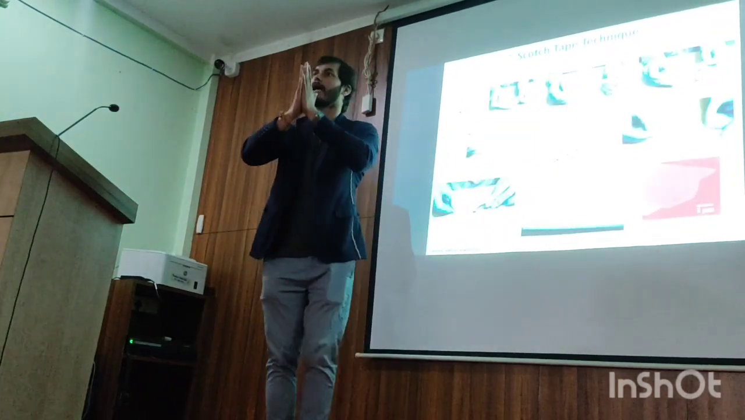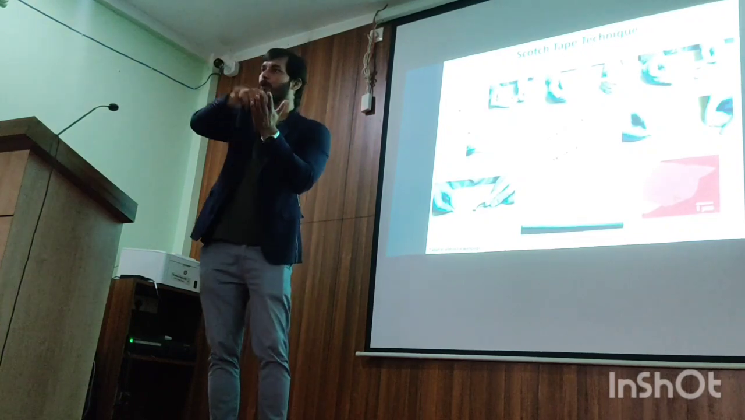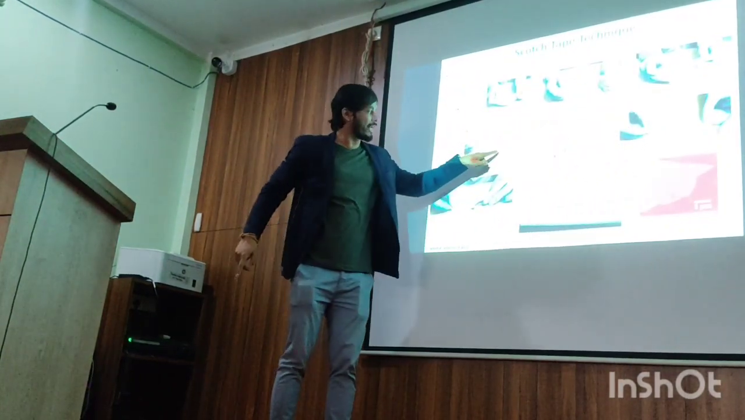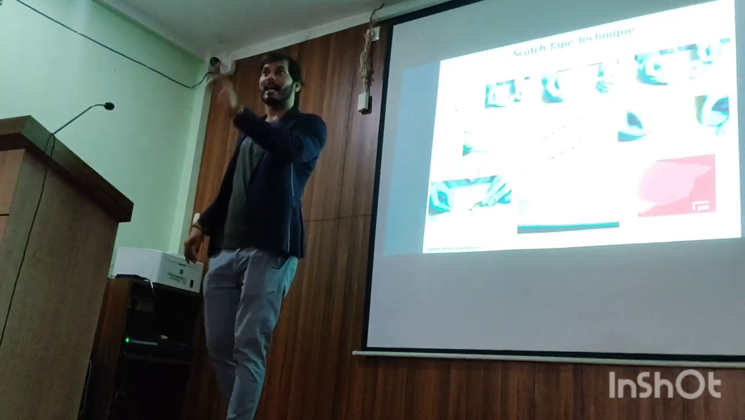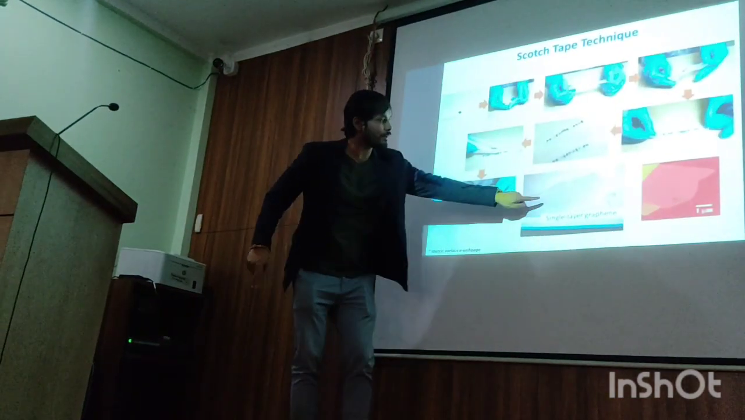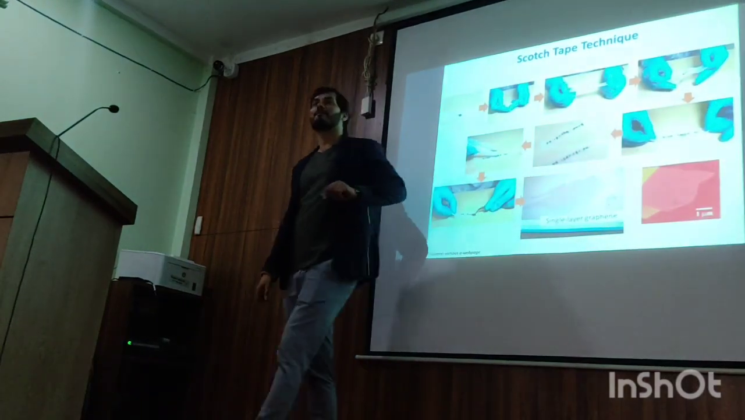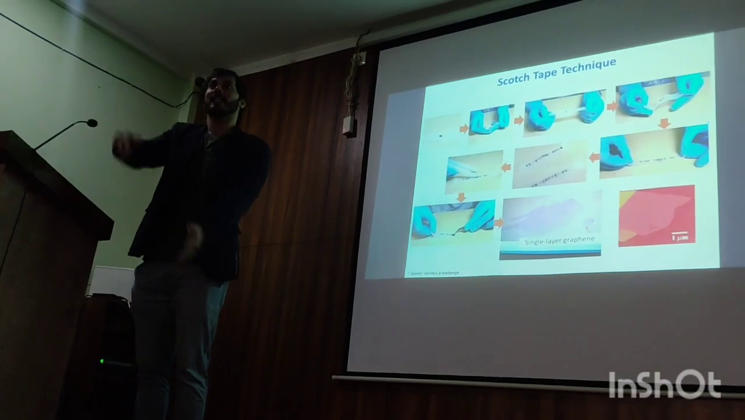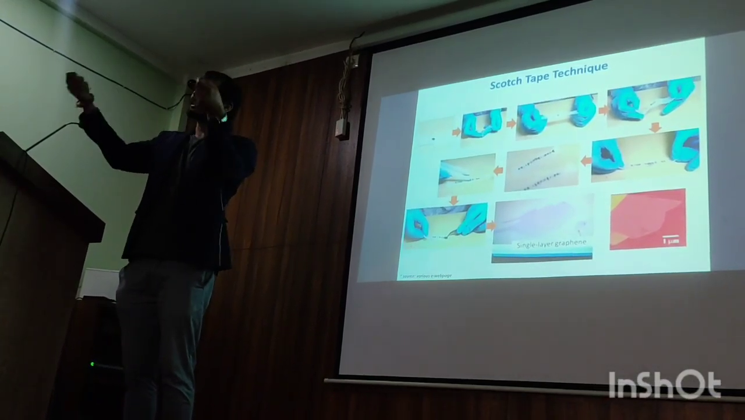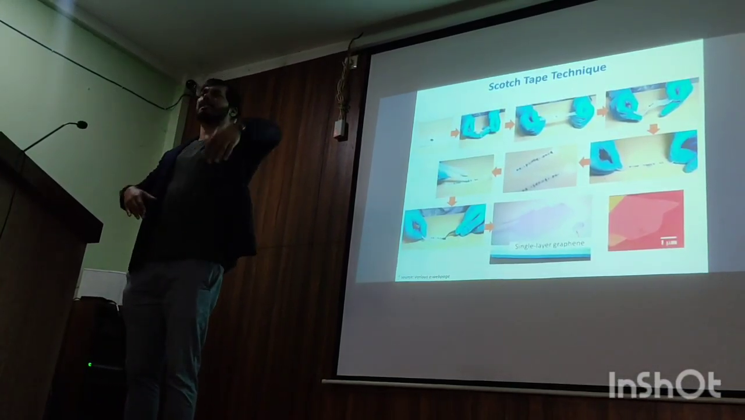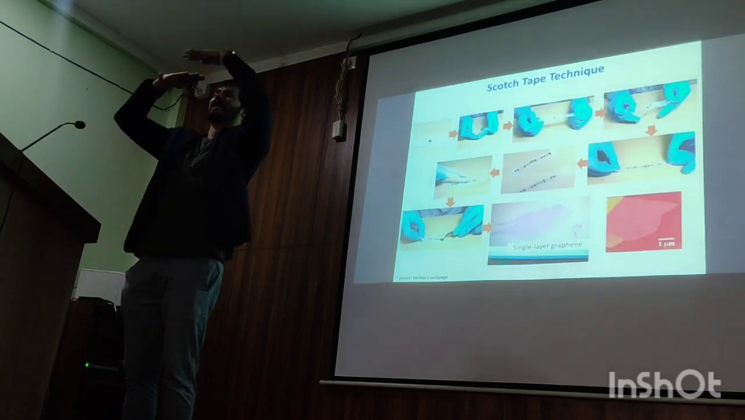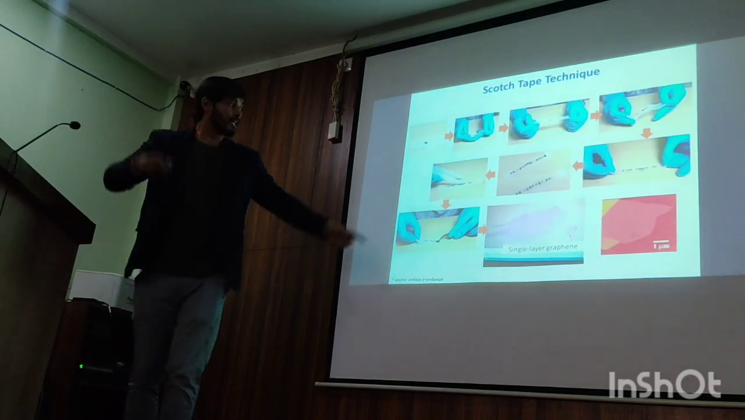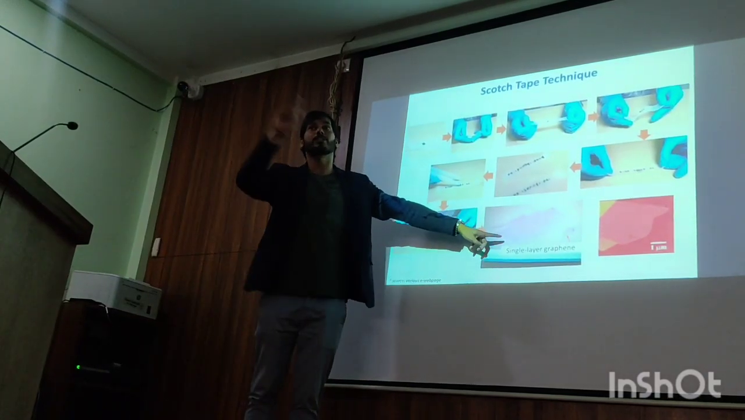You do this n number of times, and if after n number of times you are lucky, you might get a single layer of graphene. This is the exfoliation method. What you need is graphite and Scotch tape. You do this method, you exfoliate, the layers separate, and you might get a single layer of graphite, which is known as graphene.